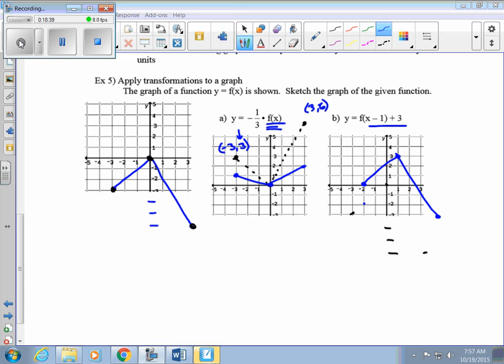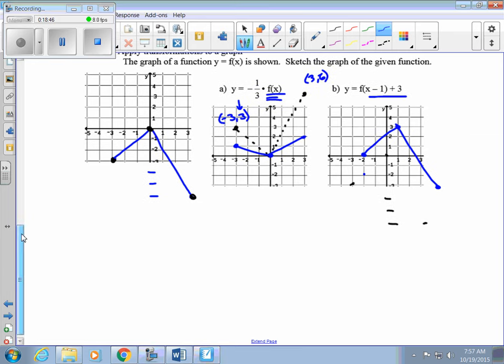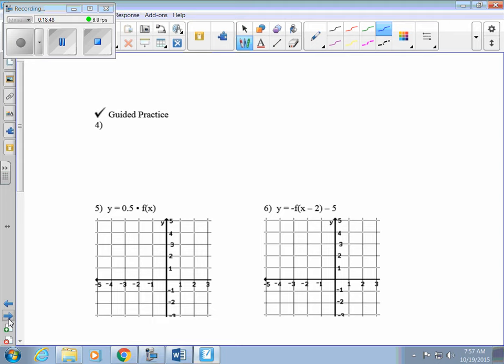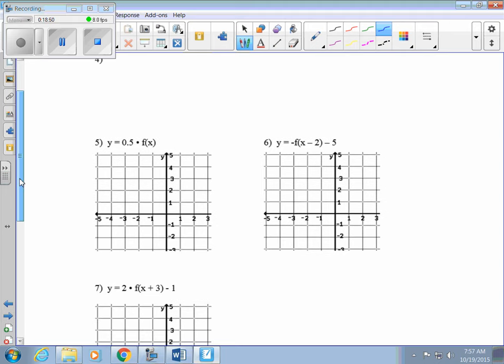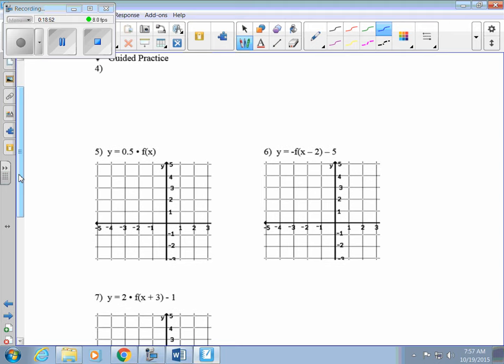So notice we do the same thing we do with the absolute value functions, only now it's a shift with a general function. So go ahead and take a couple minutes to do the guided practice questions, and they begin on page 126. So go ahead and pause the video. You can hit play when you're ready to move on.